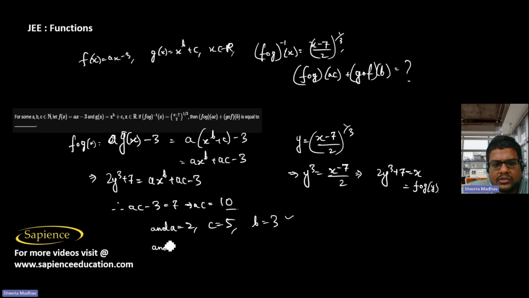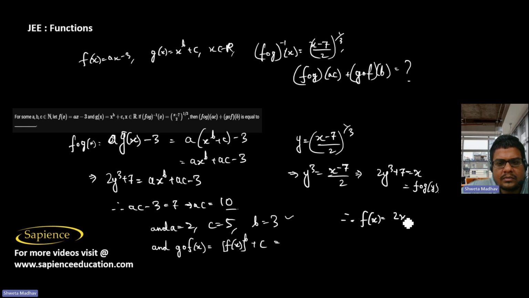And then g of f of x is equal to f of x power b plus c. So therefore I can say f of x is nothing but 2x minus 3. So this is 2x minus 3 power 3 plus c, plus 5.